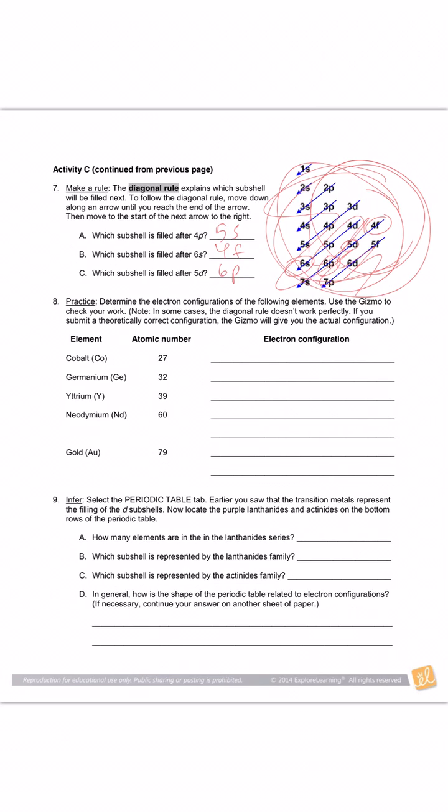Electron configuration for these. Hopefully we're in good shape on this stuff. Cobalt, I'm just going to give you the last ones. It would be 3d7. It would end that way. Germanium, let's do the abbreviated, would end with 4s2, 3d10, 4p2. Yttrium would be 5s2, 4d1, sorry.